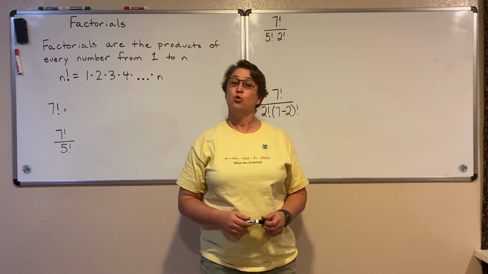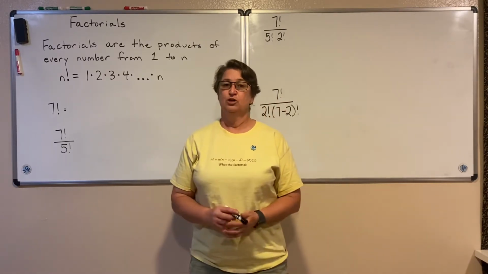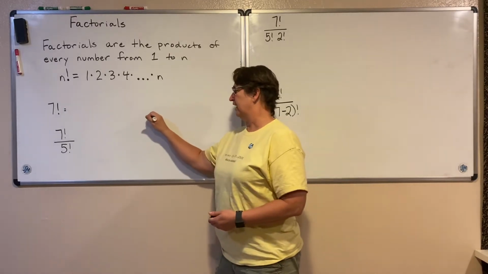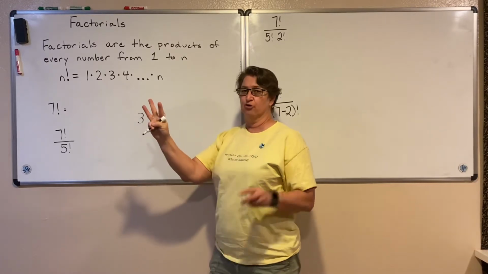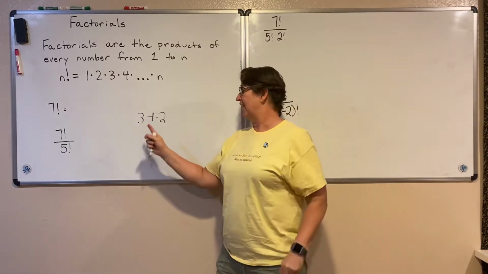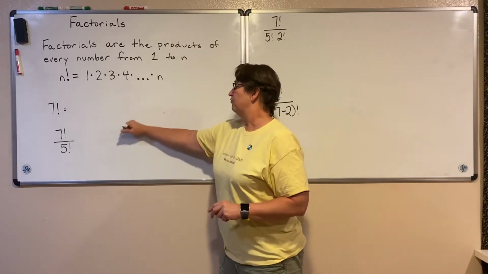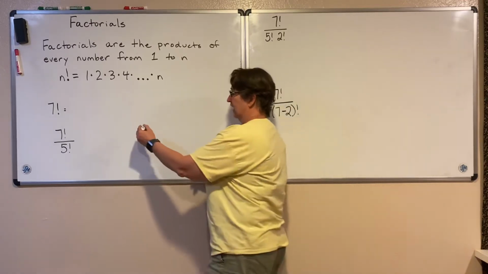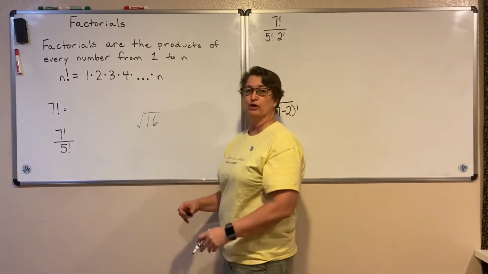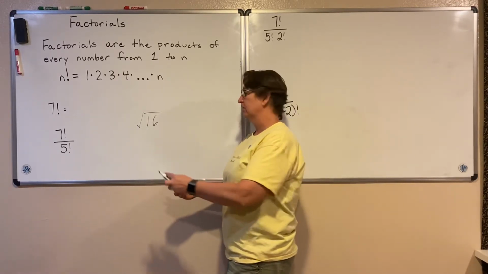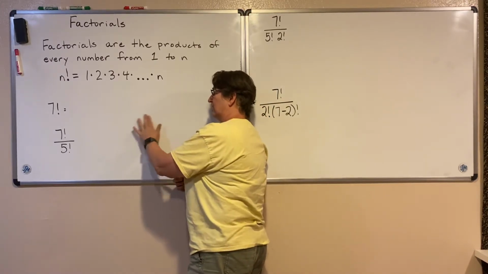Let's learn about factorials. So a factorial is just another operation. Just like if you see a plus sign, you know that that means that you're going to combine the numbers. You're going to take 3 and 2 and put them together. That's an operation that tells you what to do with your numbers. Or for instance, if you have something like a square root, this is an operation where you're looking for a number that multiplies by itself to give you 16. A factorial is just another operation.